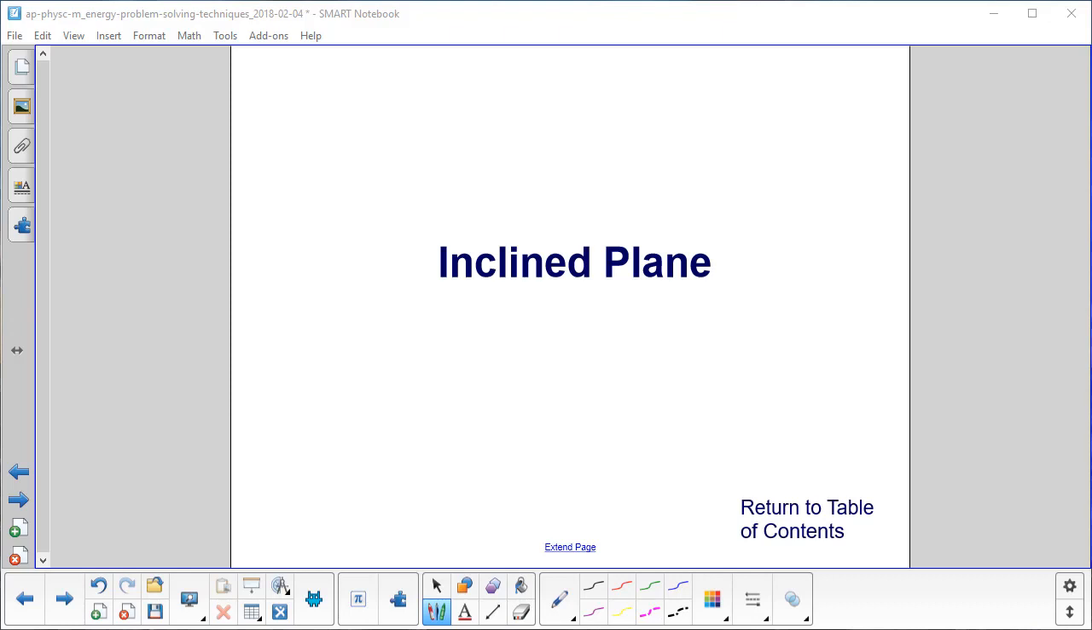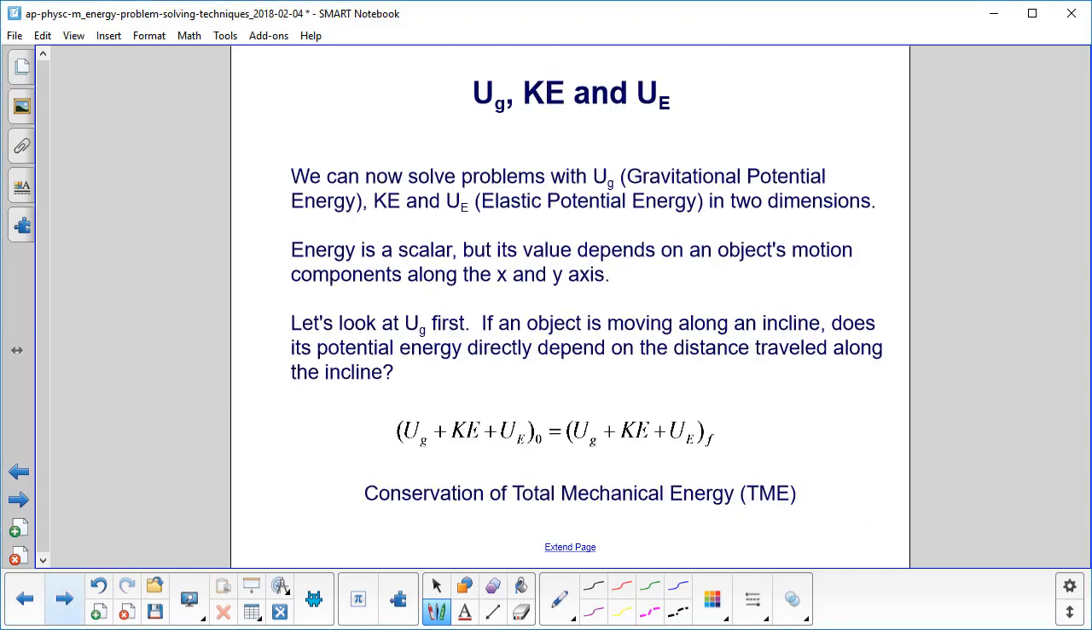The inclined plane. We can now solve problems with gravitational potential energy, kinetic energy, and elastic potential energy in 2 dimensions. Energy is a scalar, but its value depends on an object's motion components along the x and y axis. Let's look at the gravitational potential energy first.